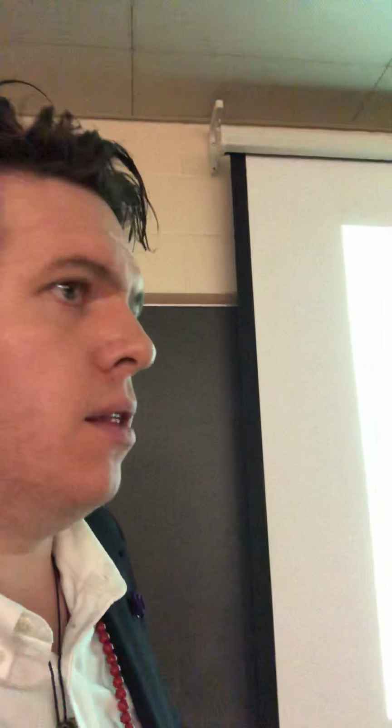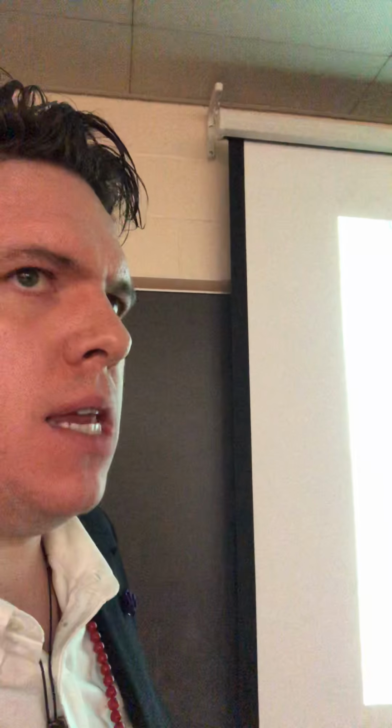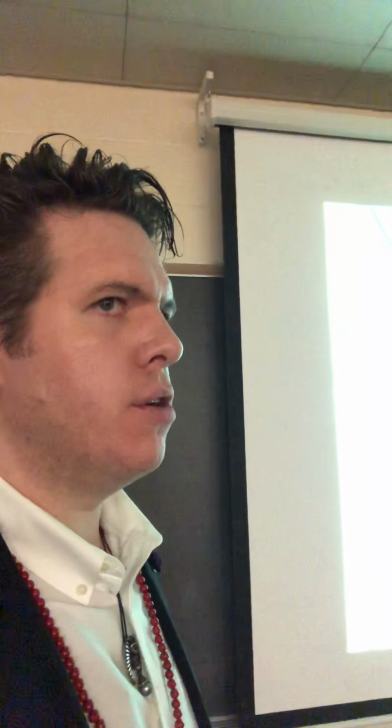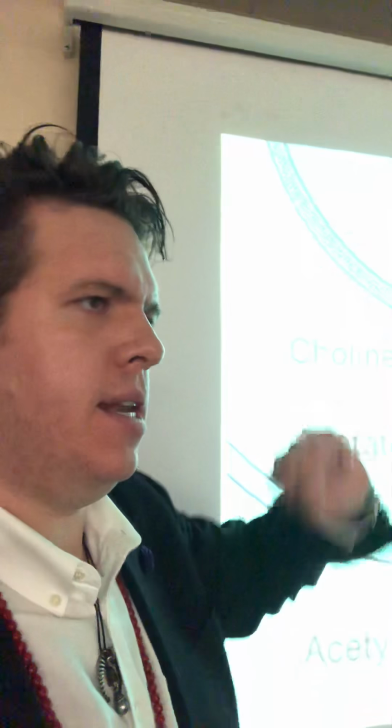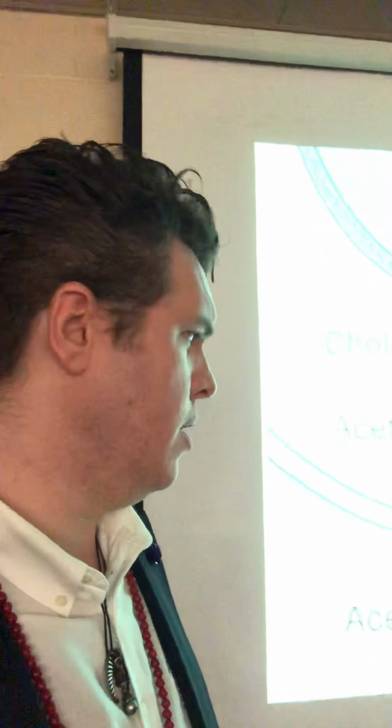So here is an example. One of the major neurotransmitters that we're going to learn about is called a bioamine. Bioamine just means an amino acid containing neurotransmitter. One of the neurotransmitters we're going to learn about is called acetylcholine. It's made up of a combination of a fat and a section of an amino acid.